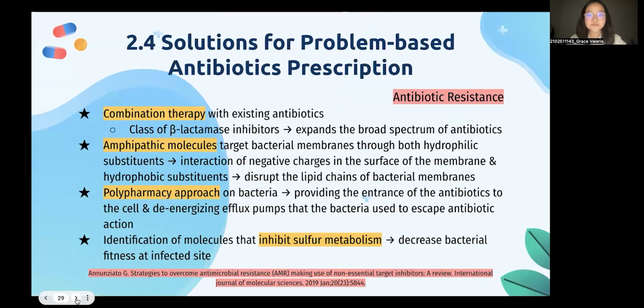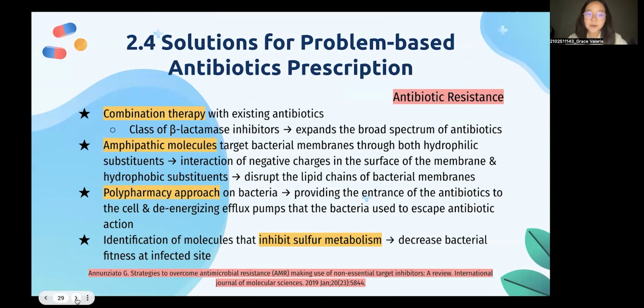In this presentation I'm going to present solutions for problems in antibiotic prescriptions, especially antibiotic resistance. The first solution is combination therapy with existing antibiotics. For example, the class of beta-lactamase inhibitors expands the broad spectrum of antibiotics.